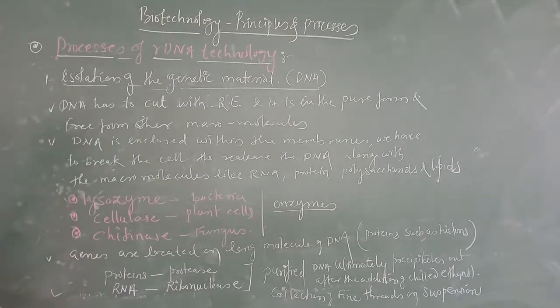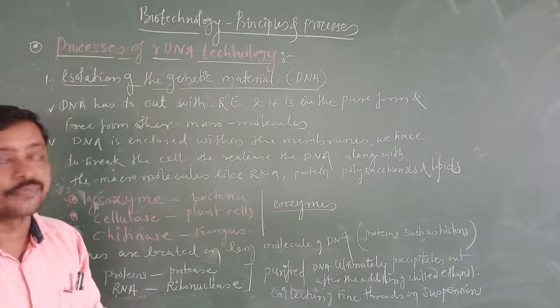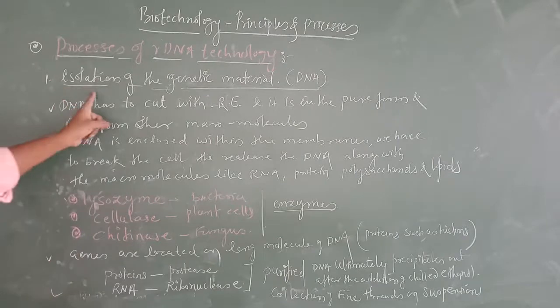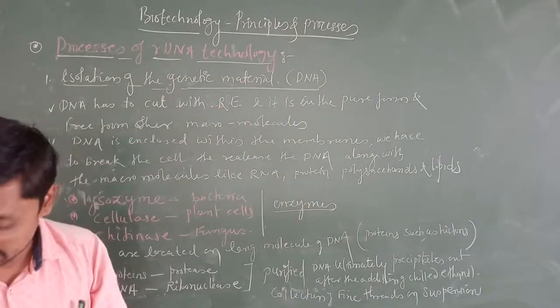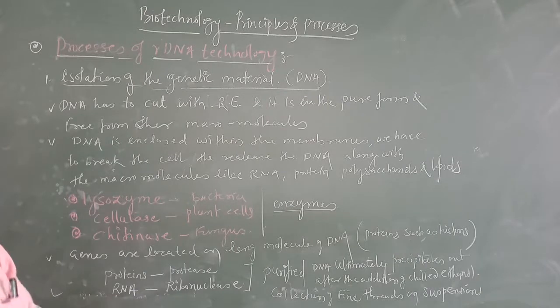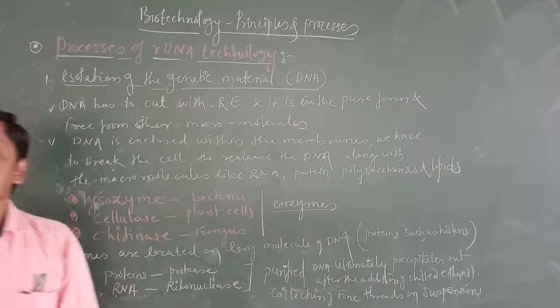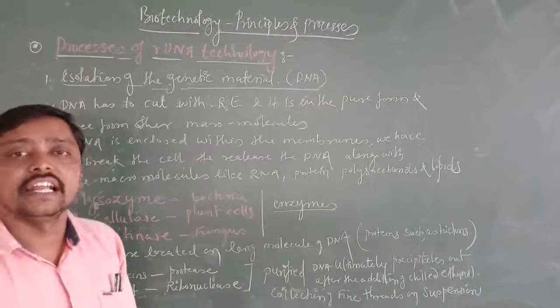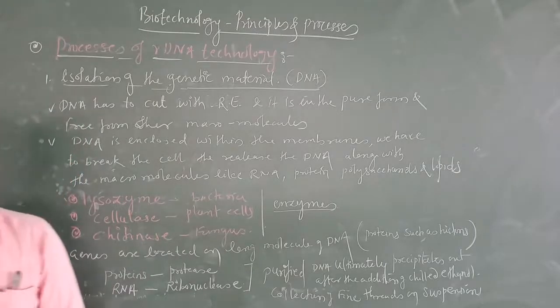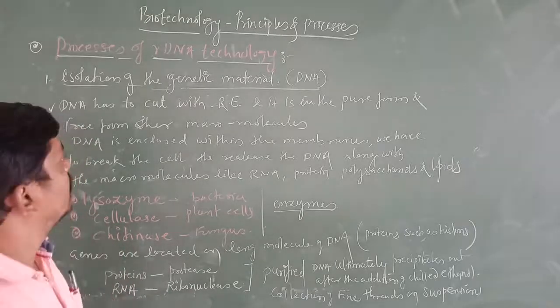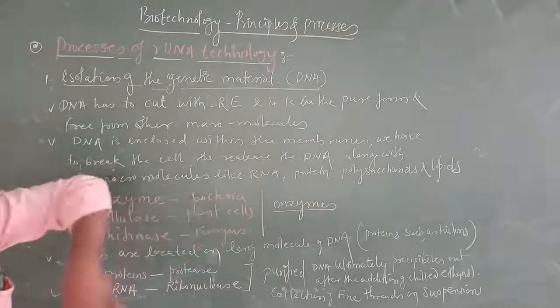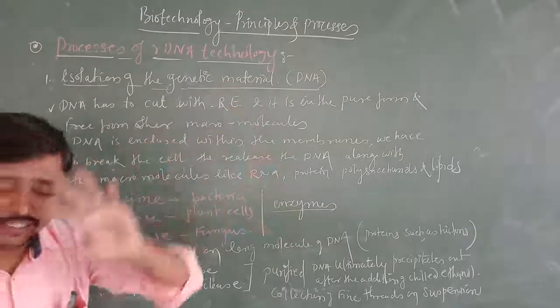One by one. Now I want to start with the first step in the process of rDNA technology, that is isolation of the genetic material, the DNA. You all know the genetic material. Nucleic acids are the genetic material in living organisms, and nucleic acids are nothing but DNA and RNA. DNA represents the genetic material in most living organisms. Now, in the process of rDNA technology, you are going to isolate the genetic material, that is the DNA.